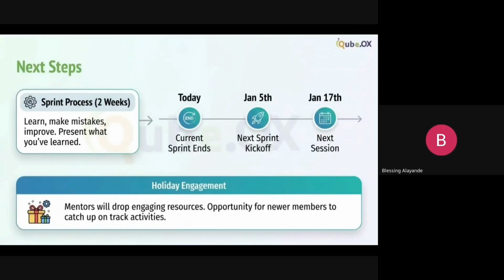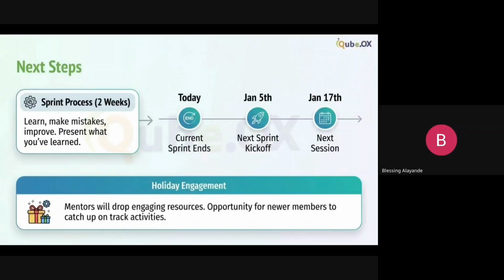So the next steps for iQube.org. The structure we have on ground is a 2-week sprint session. So if you start a sprint today and you're given learning resources, you're expected to cover it to a certain extent within 2 weeks. Within these 2 weeks, you're allowed to learn, you're allowed to make mistakes, you're allowed to ask questions, you're allowed to improve. Then you present what you have learned, right? When you present what you have learned, it actually showcases that you know what you're doing.